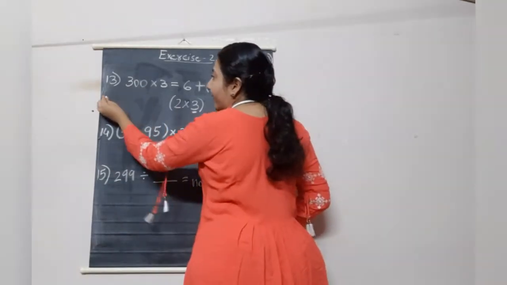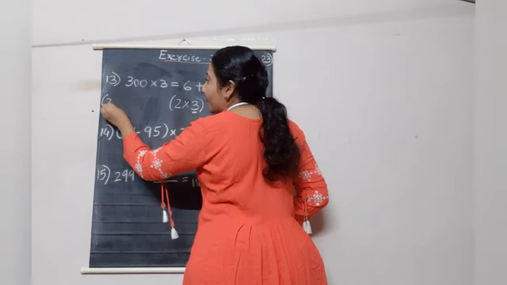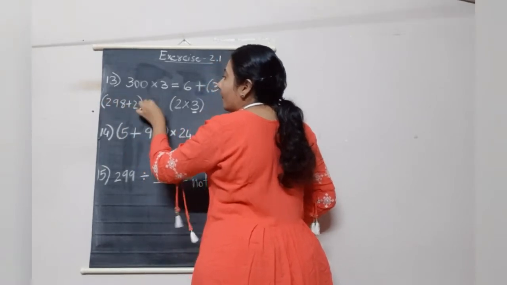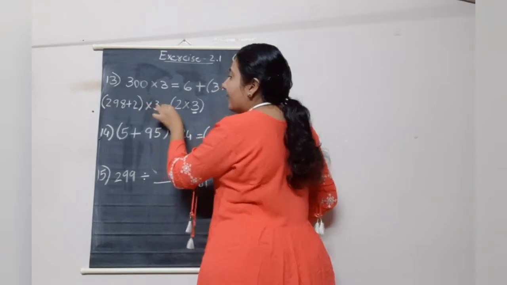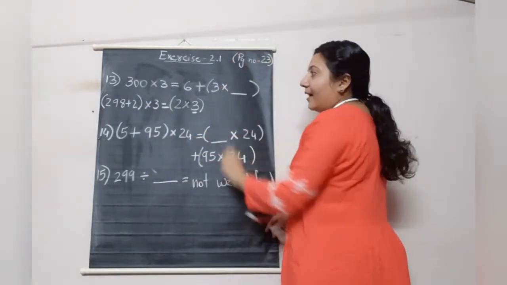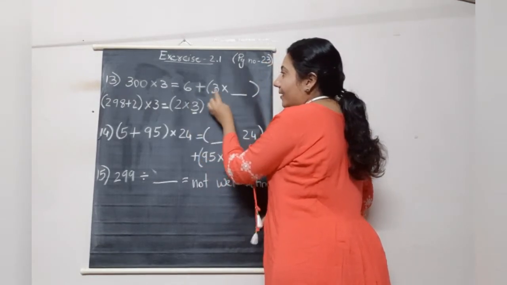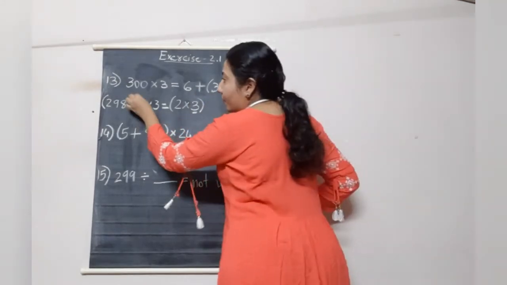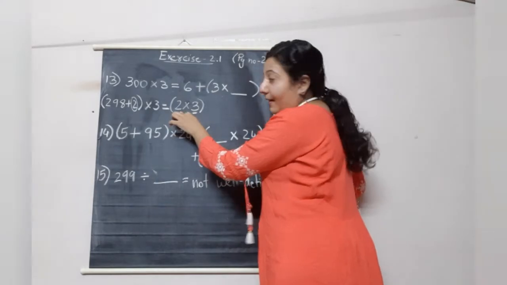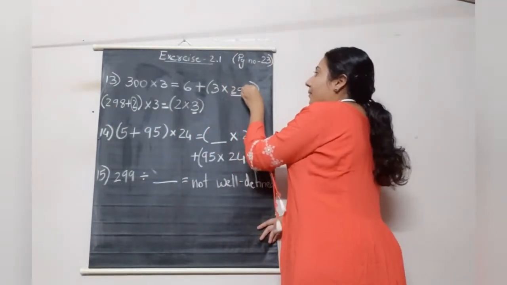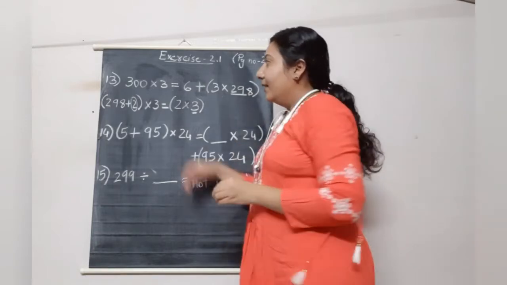Now this 300, you take out 2 from there. So 298 plus 2 multiply 3. Now you will get the answer. See, 2 multiply 3 is 6. Now what is remaining? 3 multiply. Here with 2 they have already multiplied. So 298 you will multiply. Then you will get the answer.